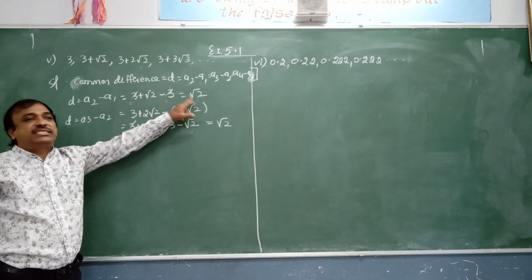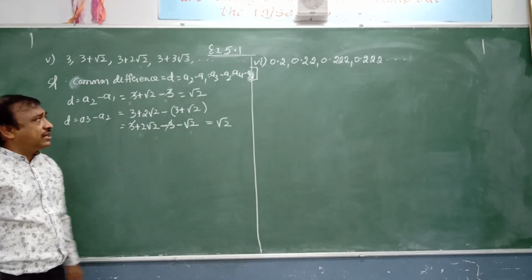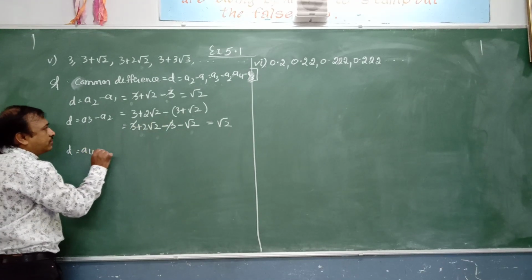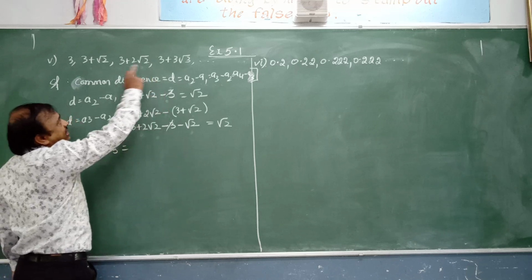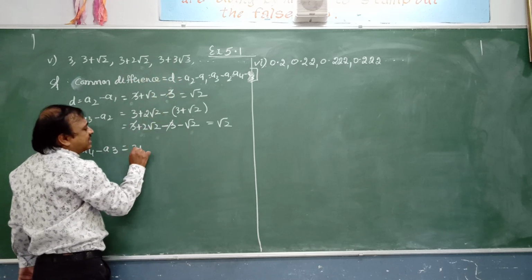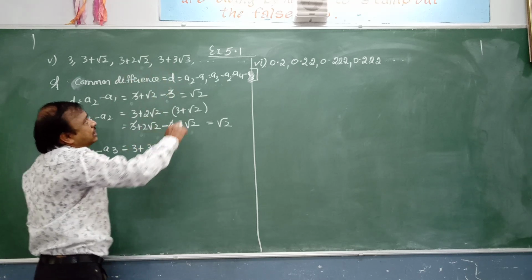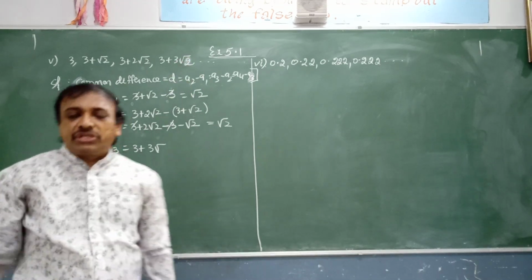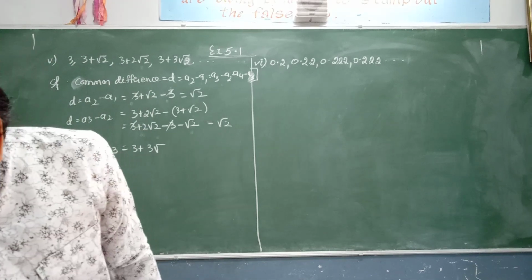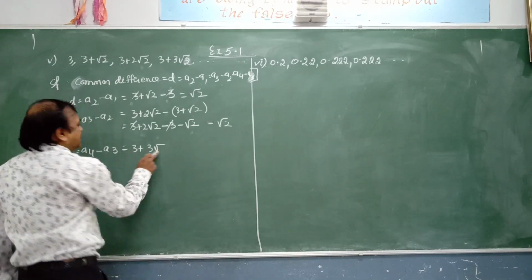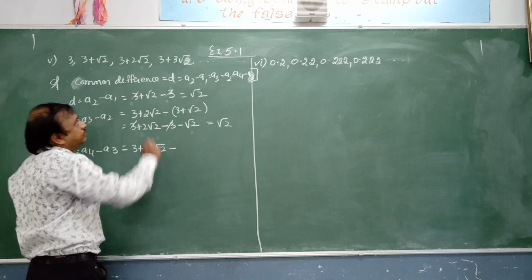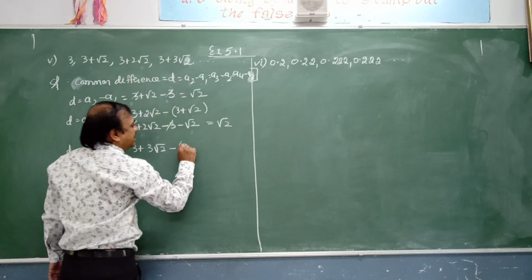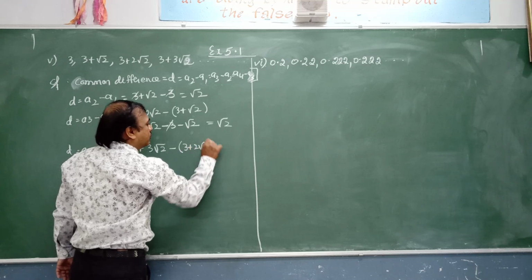That's why we didn't write it as 0. So the common difference we got here is also root 2. Then d is equal to a4 minus a3. What is a4? 3 plus 3 root 2. So 3 plus 3 root 2 minus a3, which is 3 plus 2 root 2.